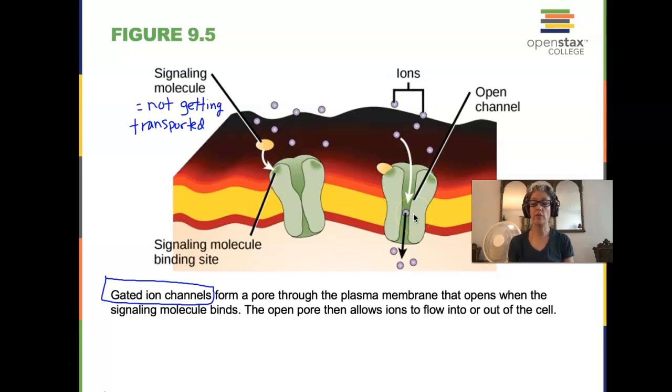If we remember back to our chapter 5 about the structure of membranes and what can and cannot flow freely across them, ions are charged, and charged particles cannot diffuse freely across a membrane because of the membrane potential. A gated ion channel is one way that those ions can cross, and there is a cellular signal that triggers this gate to open and allow the diffusion, the facilitated diffusion of these ions across the membrane.